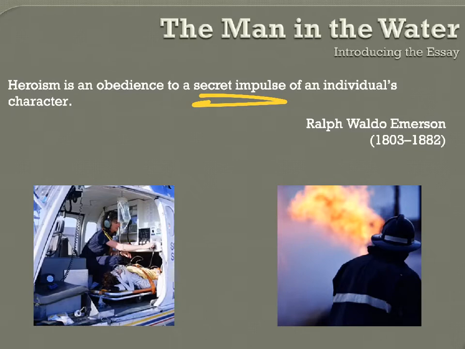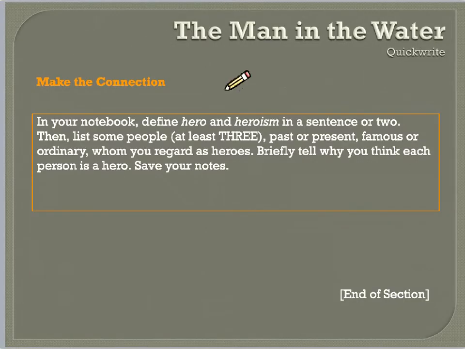But so if it's an impulse, it's an urge, a strong feeling to do something, and if it's a secret one, it might be something that you don't necessarily know is there. So heroism is an obedience, or heroism is the ability to listen to that secret impulse to do something that helps reveal the person you would be.